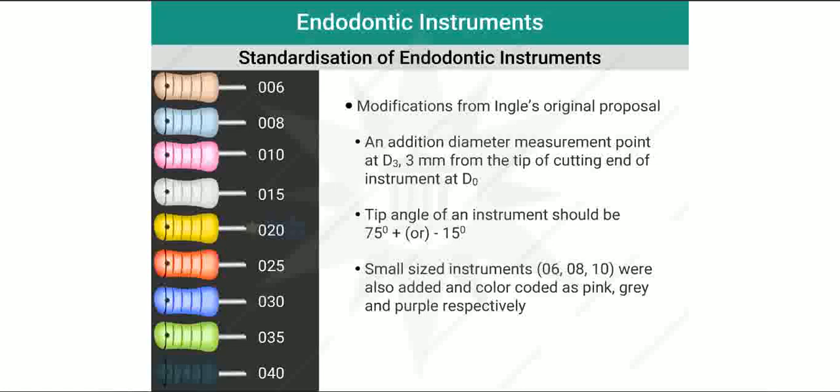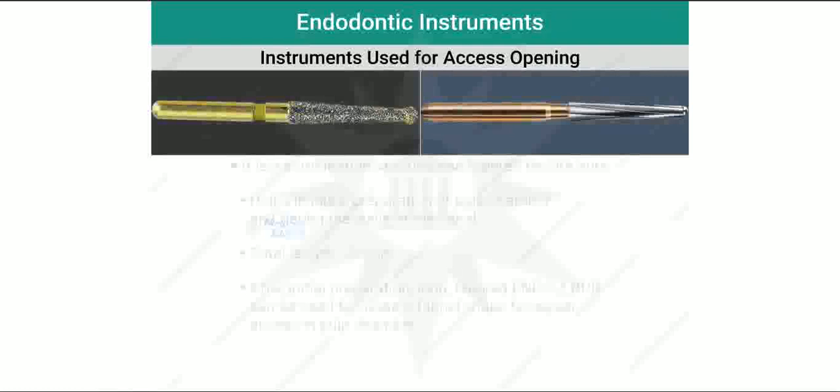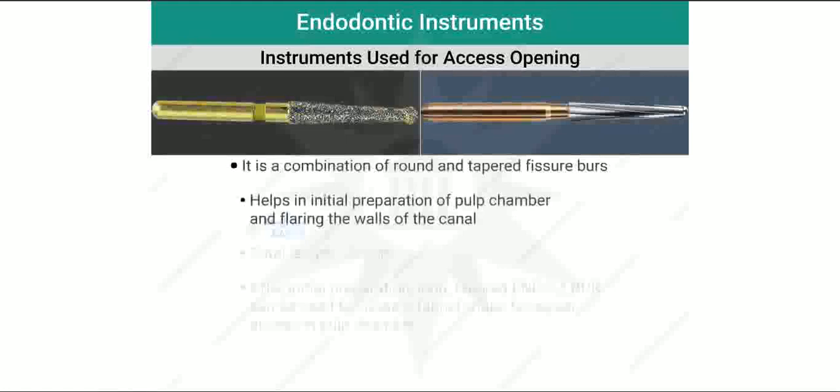Coming to instruments used for access opening. In the diagram we can see the endo access opening burr. It is a combination of round and taper fissure burrs. It helps in initial preparation of the pulp chamber as well as the flaring of the walls of the canal. The total length of this is 21 mm.